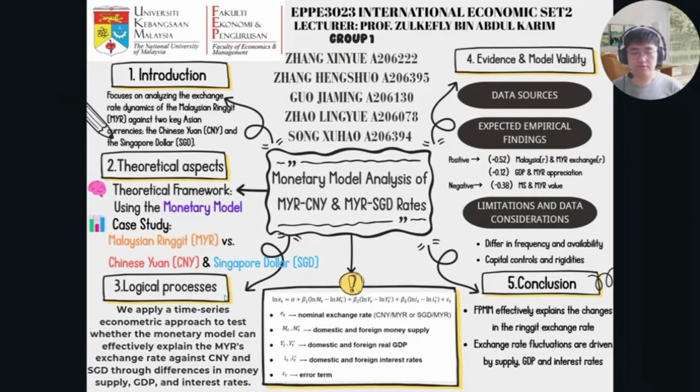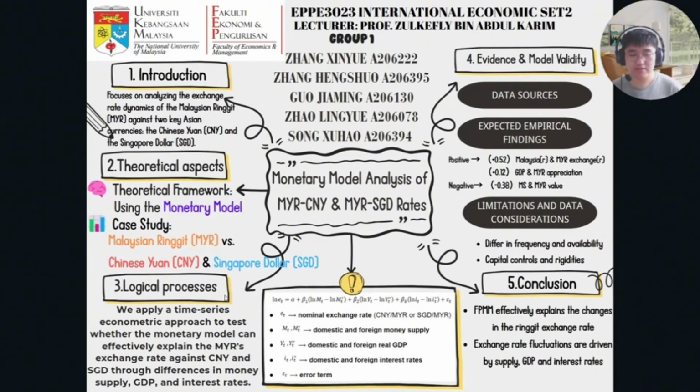Thank you. For this project, I'm responsible for the methodology section, which explains how we test whether the monetary model can explain the movement of the Malaysian ringgit against the Chinese yuan and the Singapore dollar. Our starting point is the flexible price monetary model, which suggests that exchange rates are determined by differences in money supply, GDP, and interest rates between two countries. We include all three variables in our model because they represent the key economic forces behind the currency fluctuations.